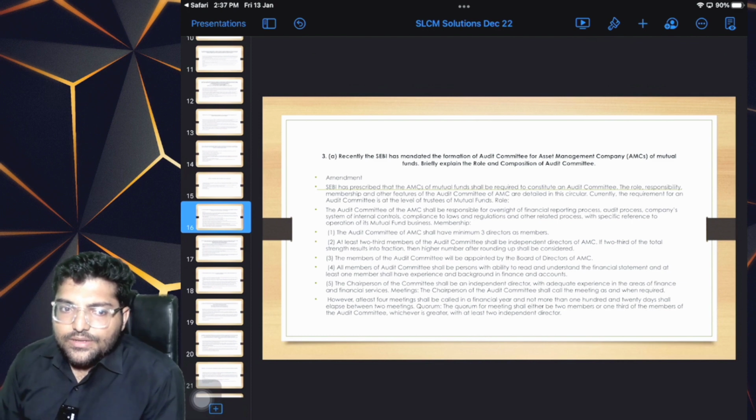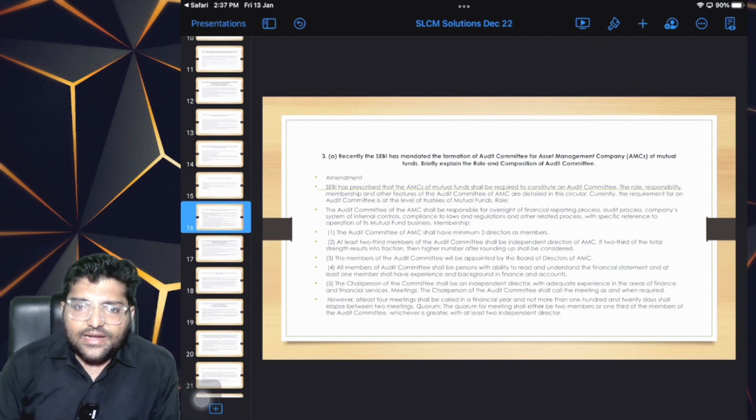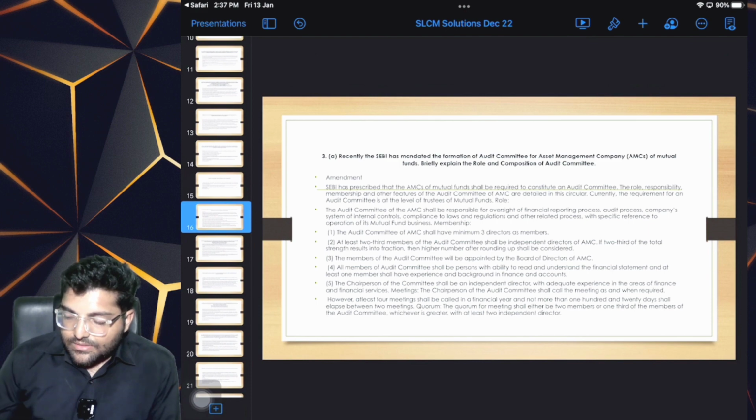Yeah, recently SEBI has mandated the formation of an audit committee for asset management companies of mutual funds. Briefly explain the role and composition of the audit committee. So yes, you need to refer to the amendment sheet.